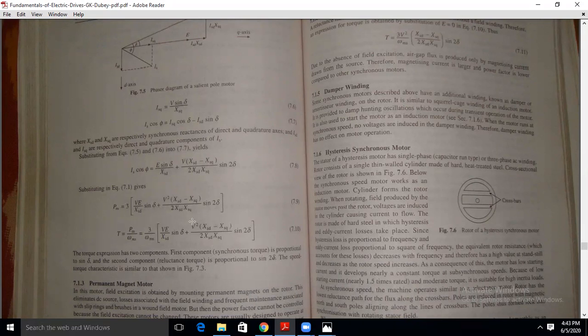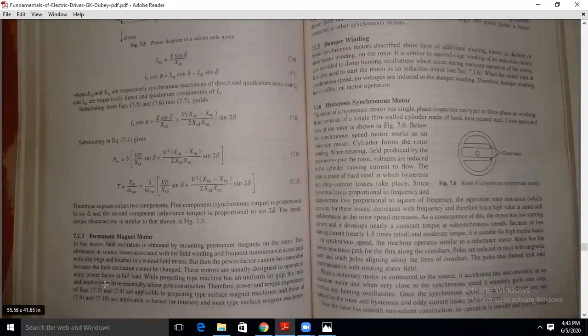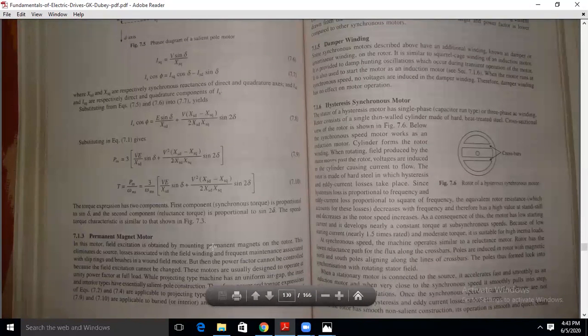We will see next another type of motor, that is the permanent magnet motor. In the permanent magnet motor, the field excitation is obtained by mounting permanent magnets on the rotor. This eliminates the DC source, the losses associated with the field winding, and the frequent maintenance associated with the slip rings and brushes in a wound field motor. But then the power factor cannot be controlled because the field excitation cannot be changed. These motors are usually designed to operate at unity power factor at full load.